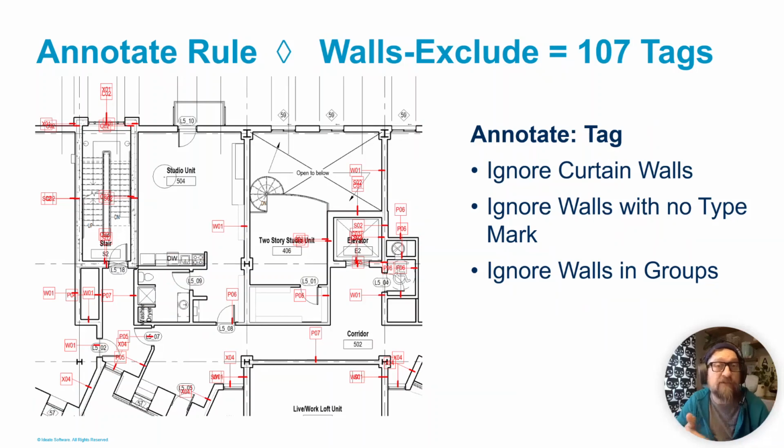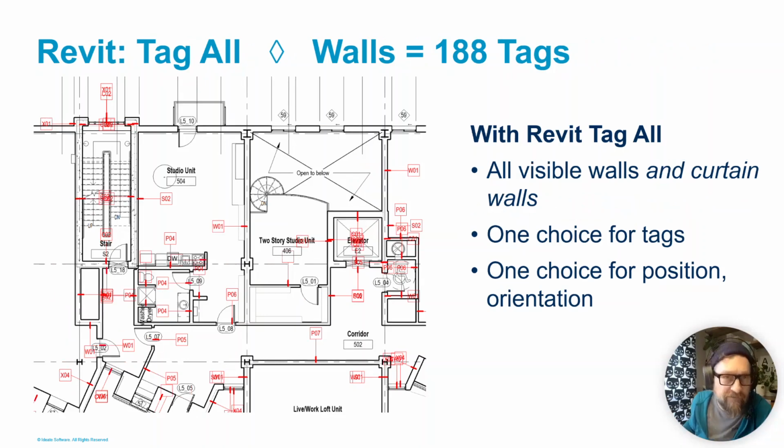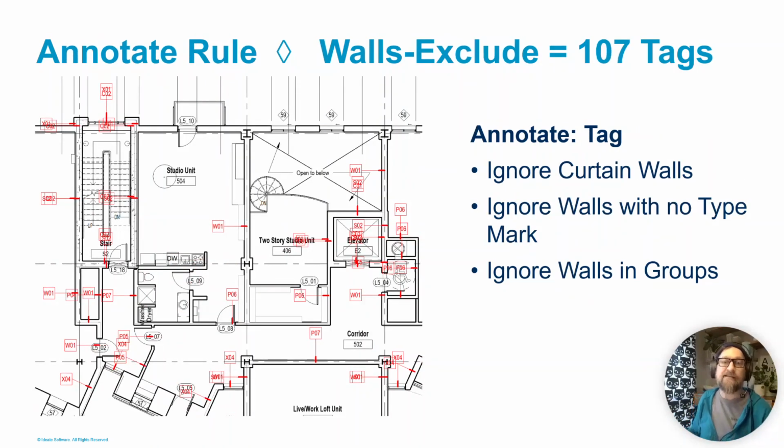We have an example here using a rule in Ideate Annotate called Walls Exclude. So it's going to intentionally ignore curtain walls and walls that don't have a type mark and anything that's in a group. So it starts to refine your results a little bit there. We've got 107 instead of 188 tags.